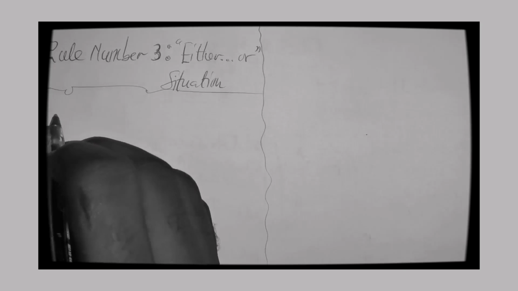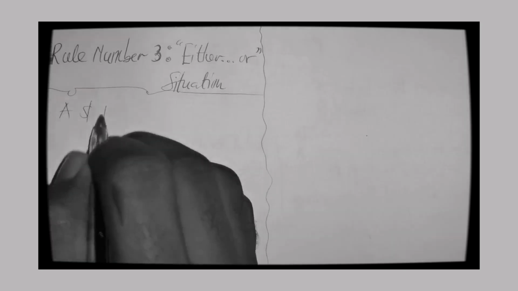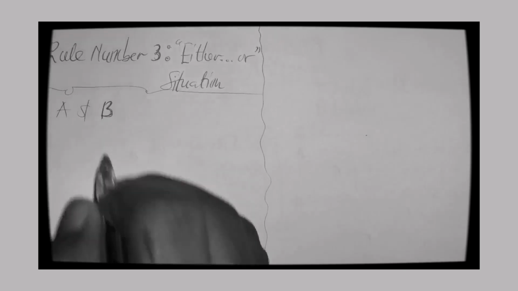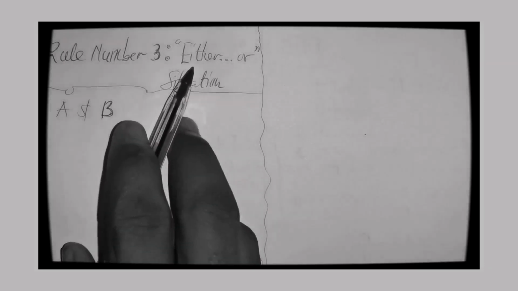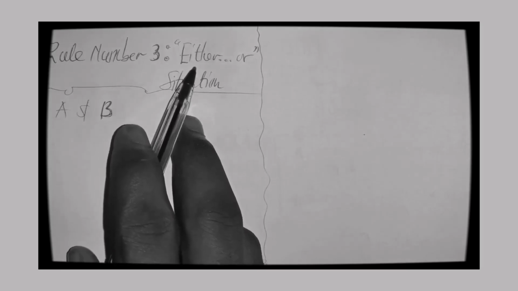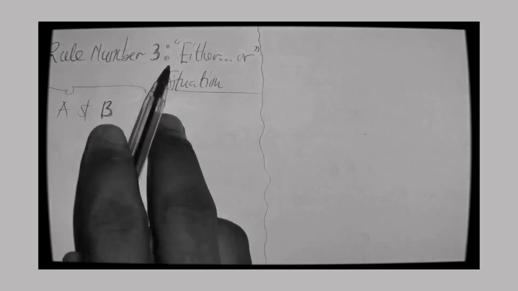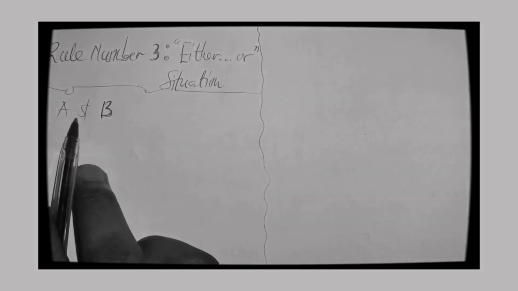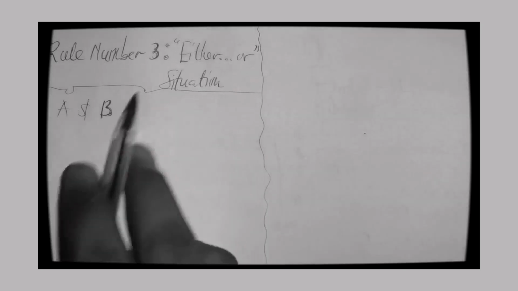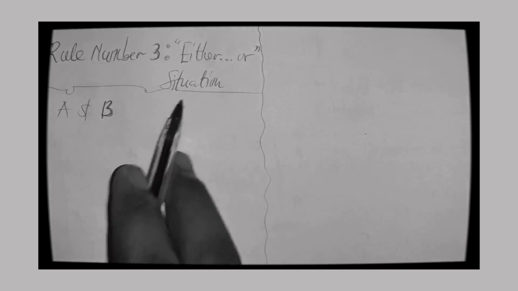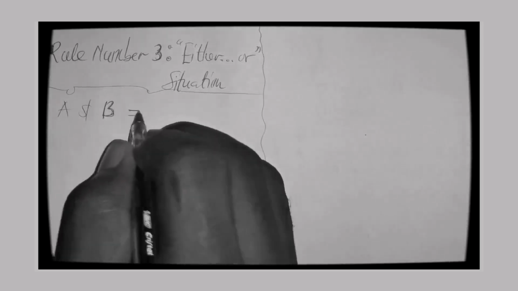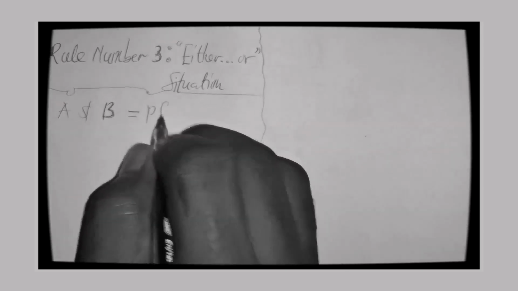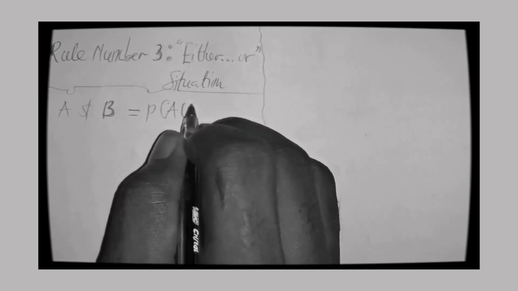So for example, if I have an event A and an event B of the same experiment, then you are saying that it is certain that A will either occur or B will occur. Once I hear either-or, the idea is that the two events are in union. So the probability will be A union B.